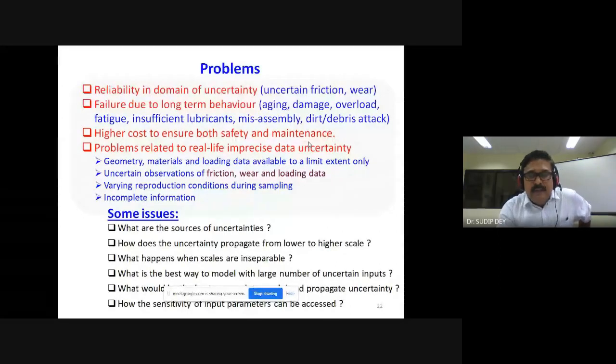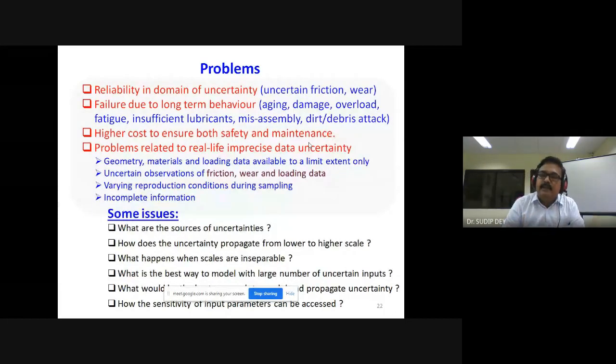Now, when the scales are inseparable, what will happen? What is the best way to model this? Because when we are dealing with large numbers, how can we keep it within a bound? How can we make the map? What is the sensitivity of input parameters? Now, what is meant by sensitivity? Sensitivity means the most influencing parameter in the system.